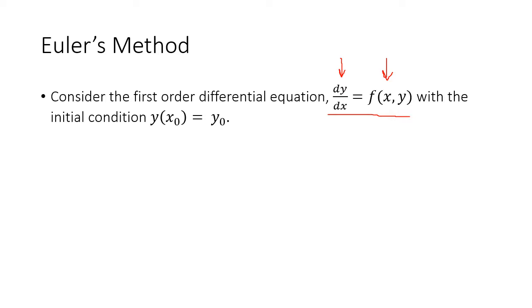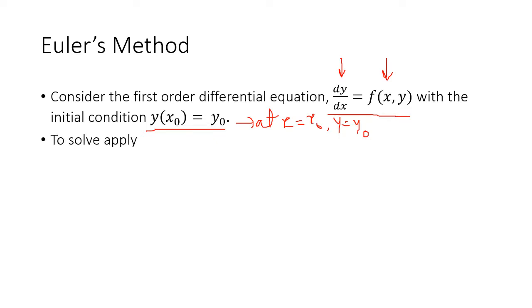In addition to this differential equation, an initial condition is also given, and this initial condition means the value of y at x equals x0. So this initial condition means that at x equals x0, y is equal to y0. So this is the meaning of this equation. This is the style of writing an initial condition or boundary value condition.